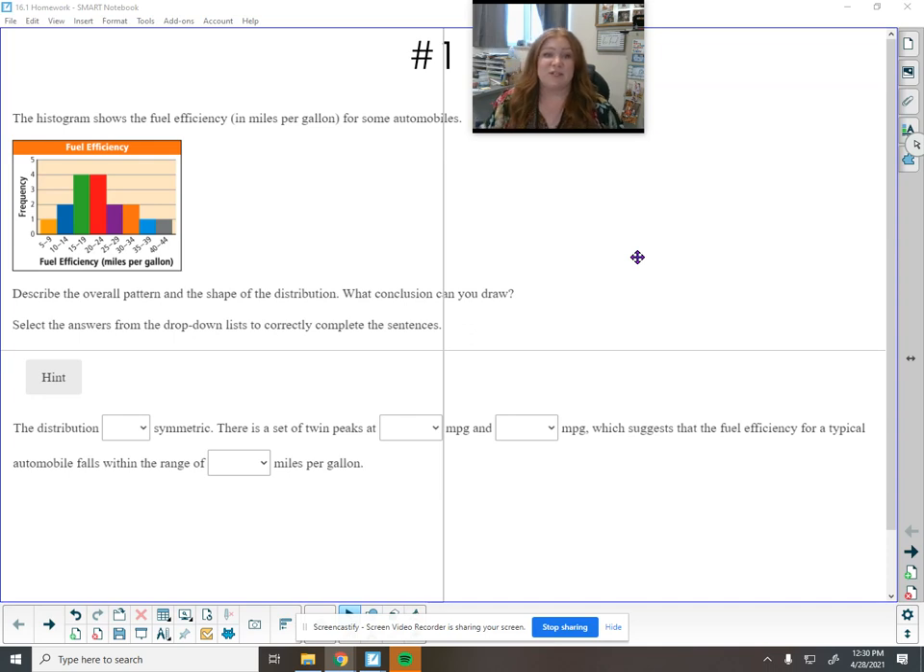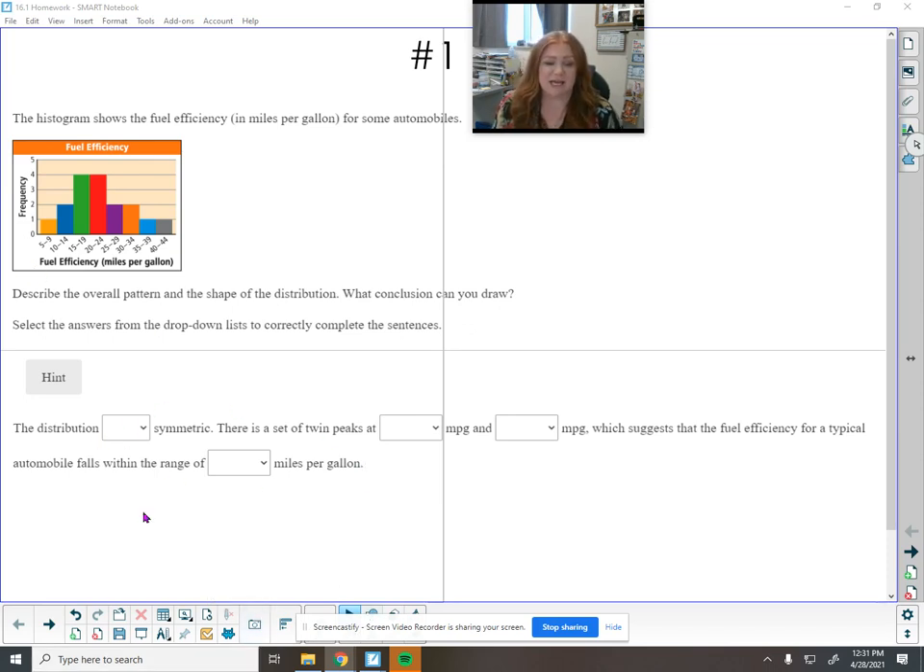Number one shows us this histogram that has different cars. So we can see there's one car that gets 5 to 9 miles per gallon. There are two cars. So you can see all the different cars and the range of miles per gallon that they can drive with. So we're going to describe the shape and pattern and see what we can figure out from that.